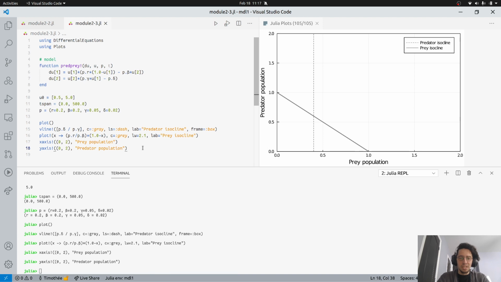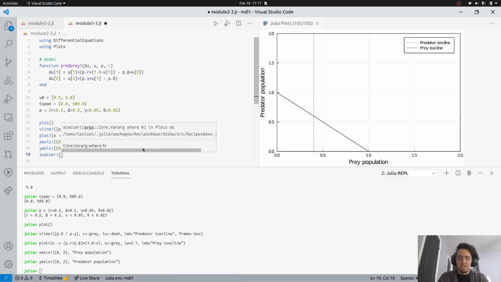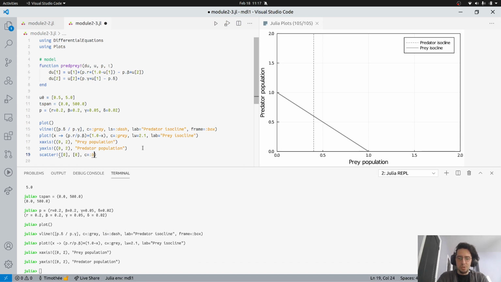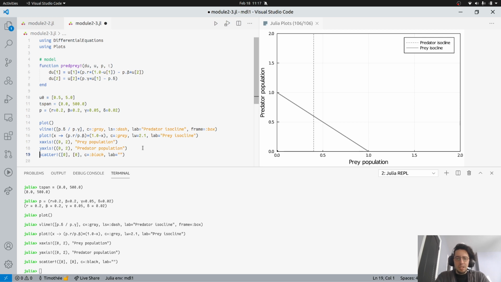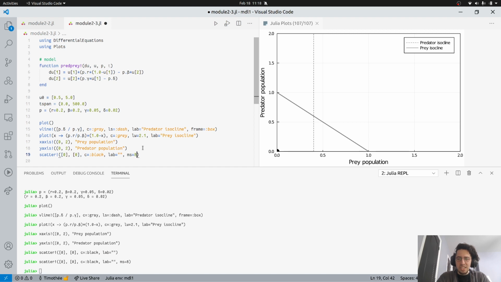Let's annotate that. So it's going to be scatter 0, 0. We're going to have a black point here, and no label. Okay, let me just use a slightly larger size, 8. Okay, so one equilibrium is here. That is the 0, 0 point.